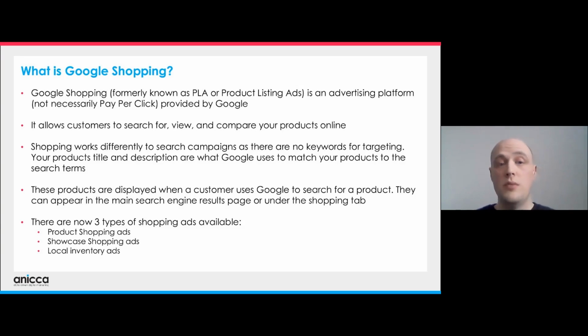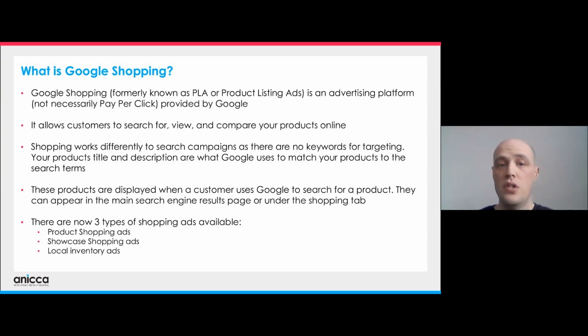Google Shopping allows customers to search for, view, and compare your products online. In order to compare your products online, you may have to include a few more columns or attributes in your feed, which we'll go over later. The more information you can put in, the better your products will perform.